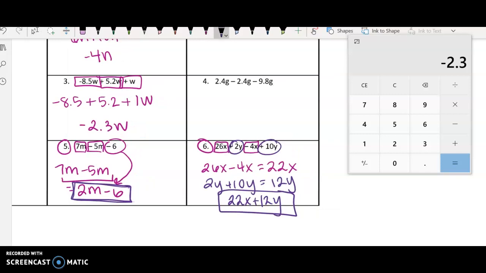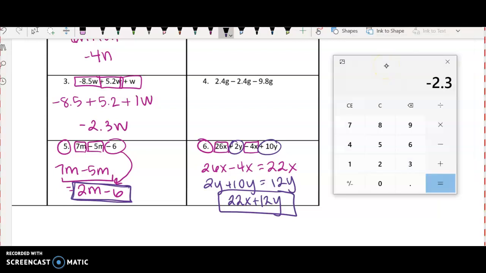So over here, I have 26x plus 2y minus 4x plus 10y. So my x's can be combined. 26x minus 4x is 22x. 2y plus 10y is 12y. And then I just write them together. 22x plus 12y. And that whole thing is my answer.